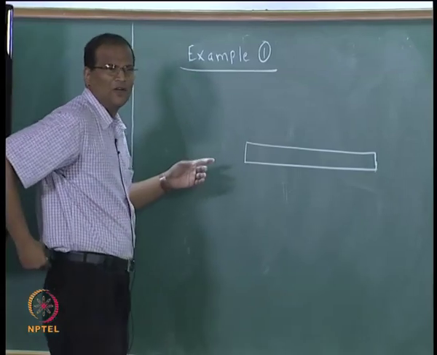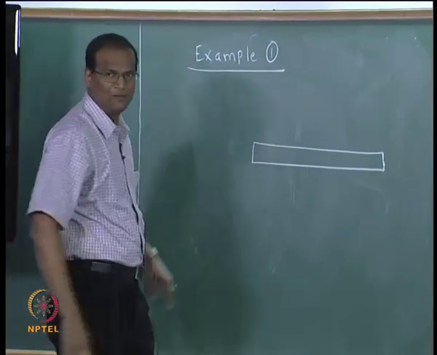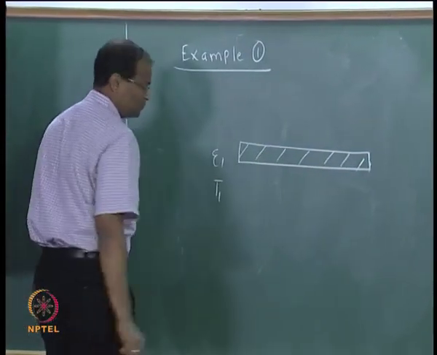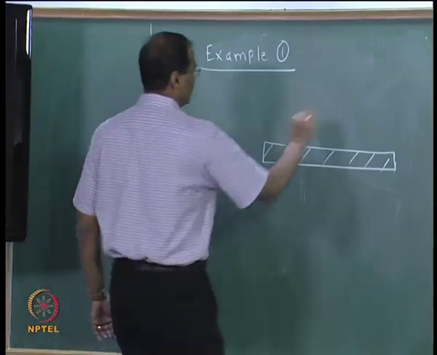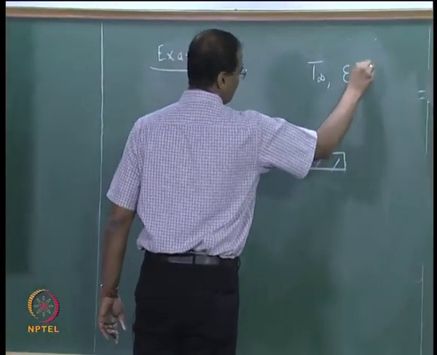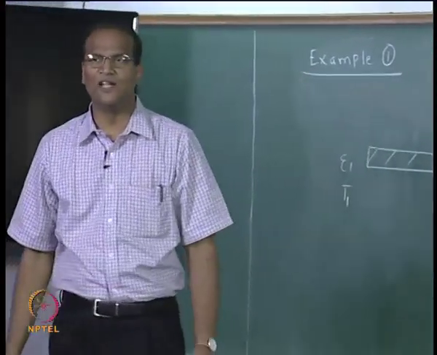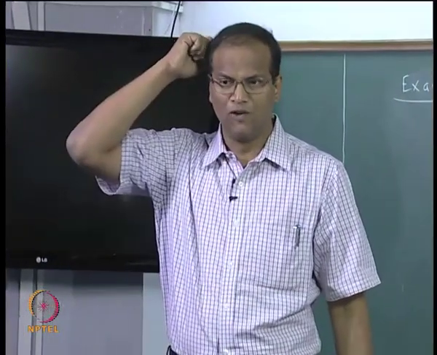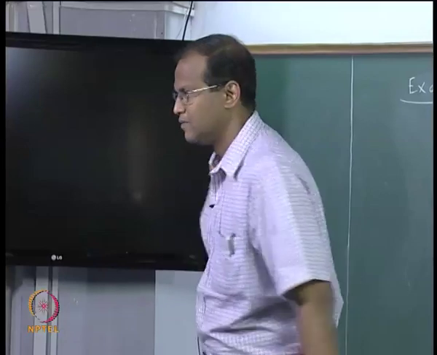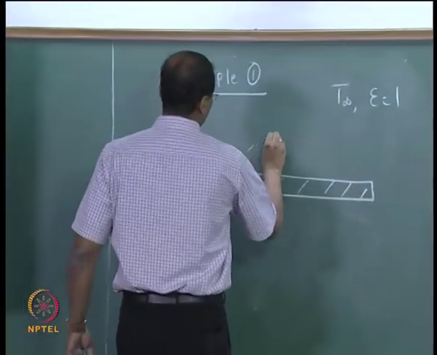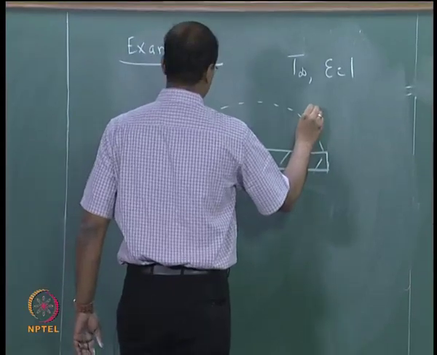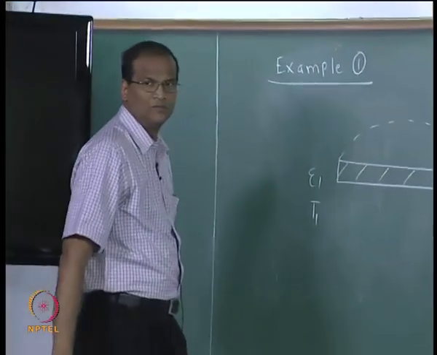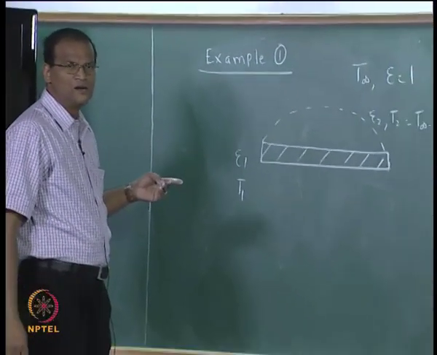If you want, we do not call it 31, no problem, we will call it an example. Let us say it is epsilon 1 and T1, outside is T infinity. The outside is considered to be a perfect emitter, with zero reflectivity surroundings. So how many surfaces are there? 2 surface enclosure.